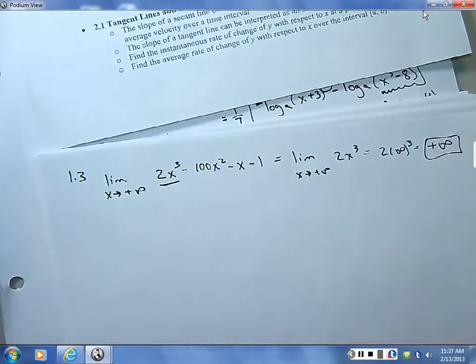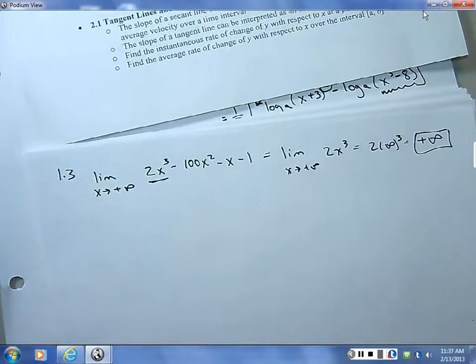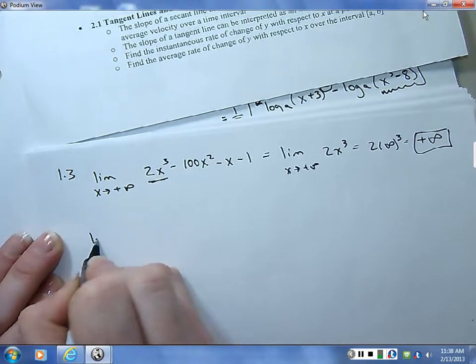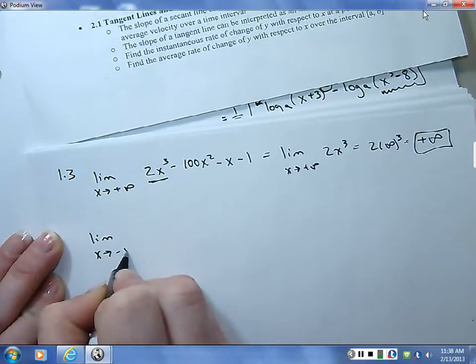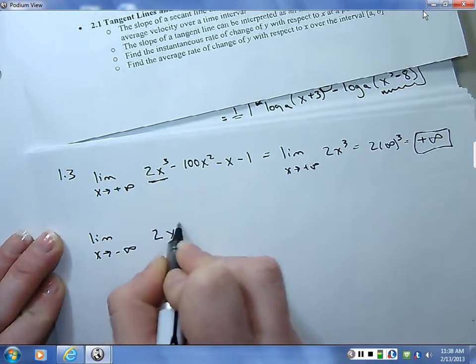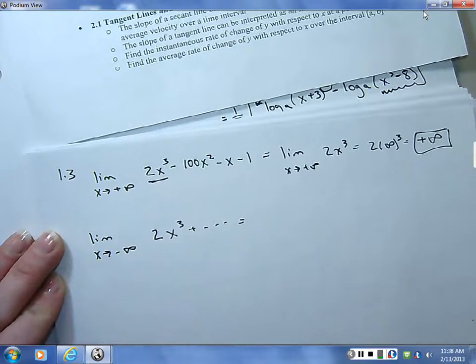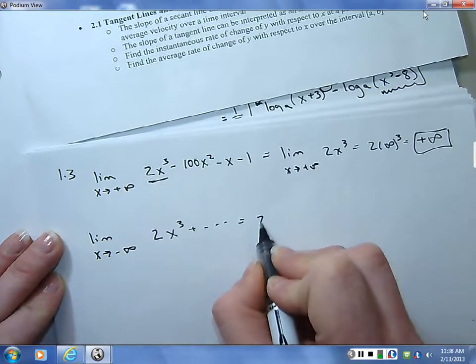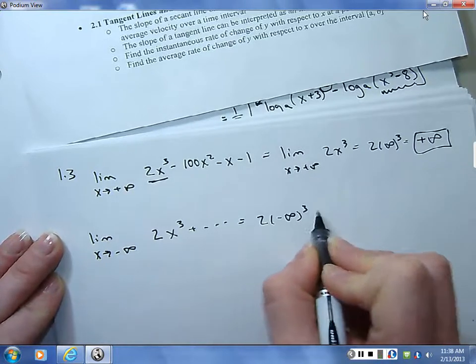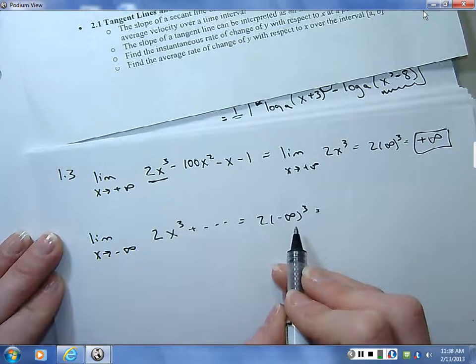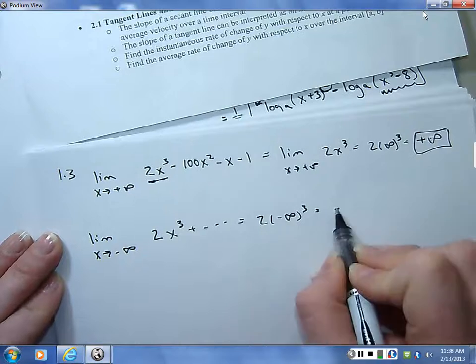Question? If it's negative infinity and it's an odd power, would it be negative? So if I have something like the limit as x goes to minus infinity of 2x cubed plus whatever, it doesn't really matter if it's smaller, right? It'll be negative. Yeah, because it's 2 times minus infinity cubed. Well, minus infinity cubed would be negative infinity, and 2 times negative infinity would be minus infinity.